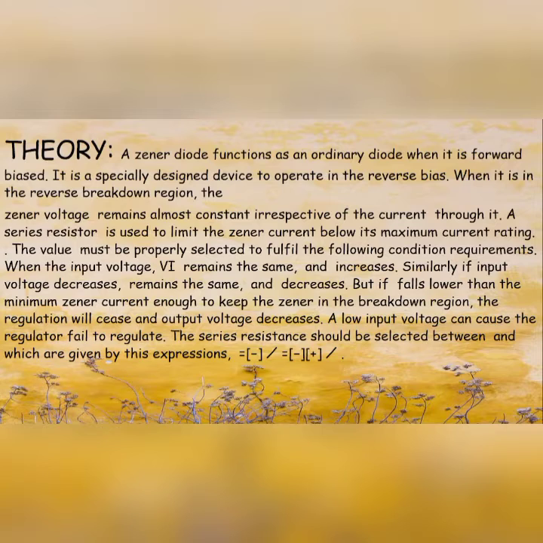When the input voltage Vi increases, Vz remains the same and Iz increases. Similarly, if the input voltage decreases, Vz remains the same and Iz decreases. But if Iz falls lower than the minimum zener current needed to keep the zener in the breakdown region, regulation will cease and the output voltage decreases. Low input voltage can cause the regulator to fail to regulate. The series resistance should be selected between Rmin and Rmax, which are given by this expression.